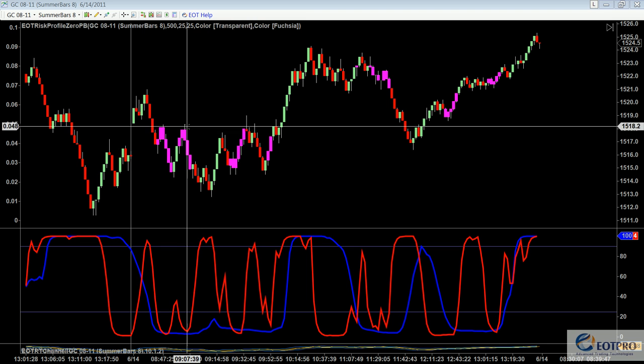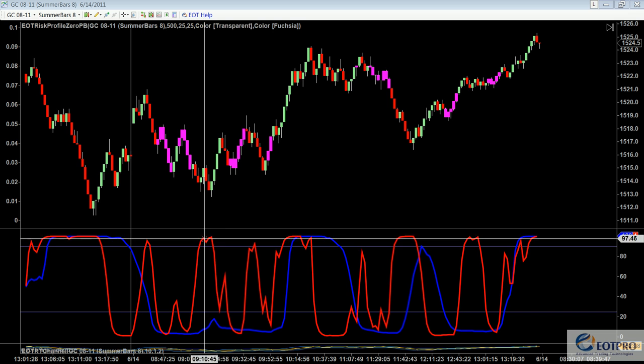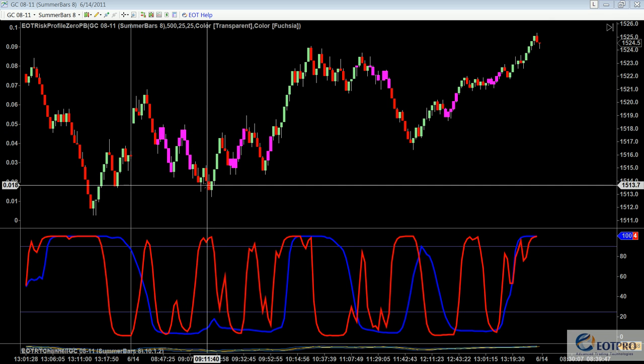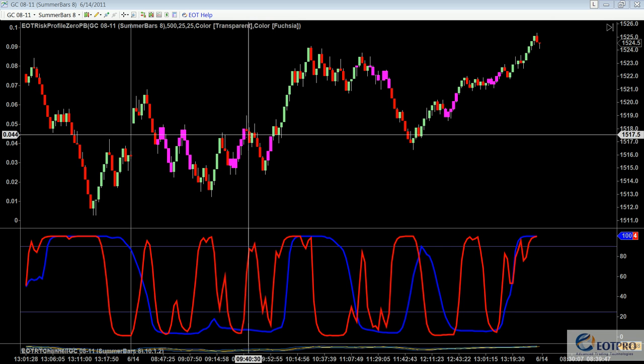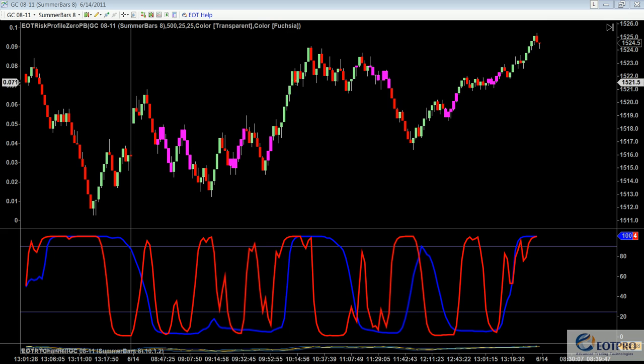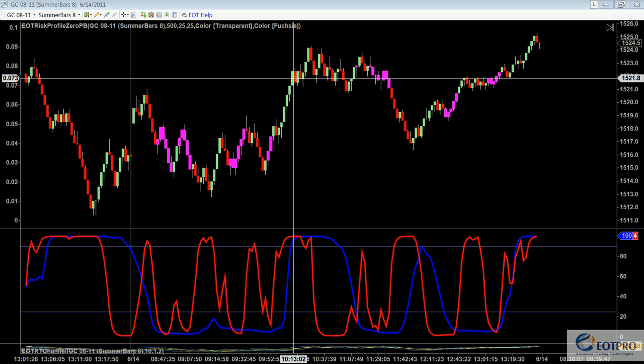It's telling you that the end of the move is over. When it's at a high, it's telling you the end of the move that you're currently in is over.